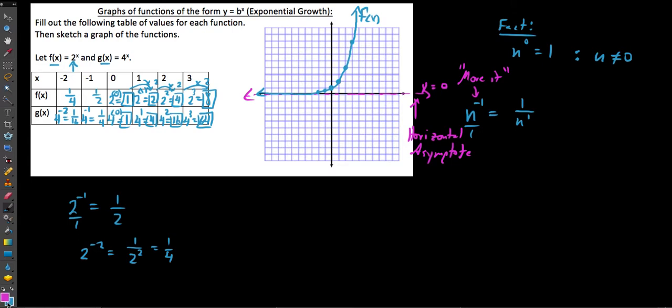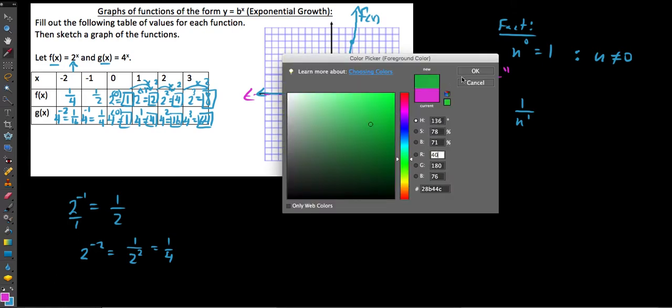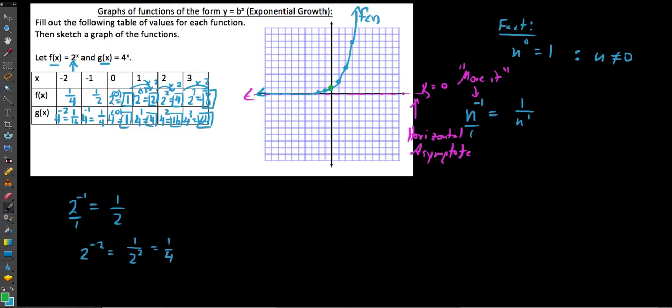Let's go graph g of x now, and perhaps we do this in like a greeny color. But we see that g of x also goes through (0, 1), but this time goes through (1, 4). (2, 16). I can't even graph that one. So this is going to exit very steeply. And then at -1, we're at a height of a fourth, which is half the height of this blue dot. And then we're at a 16th, which is almost right on the x-axis. So as we draw this one in, you're going to see that it looks very similar to our original 2 to the x graph, except this grows much more quickly, and we'll label this g of x here.